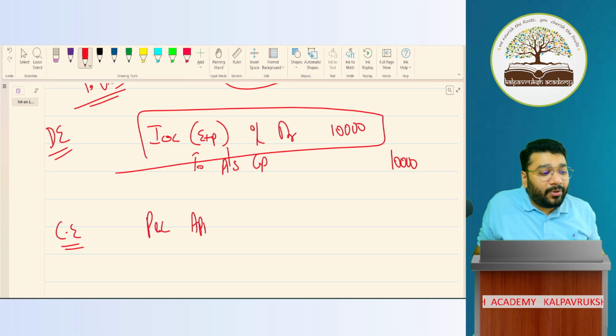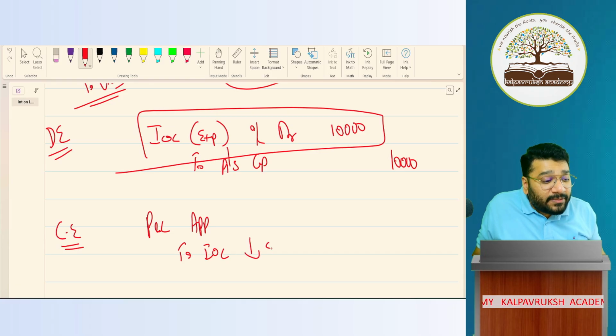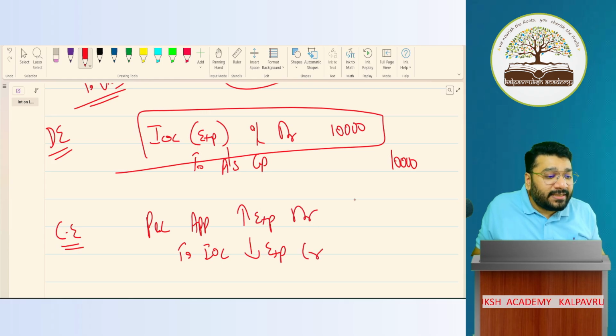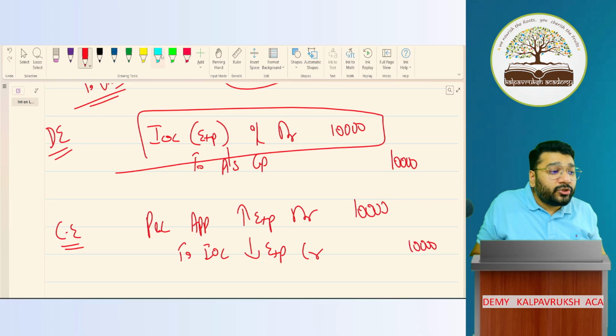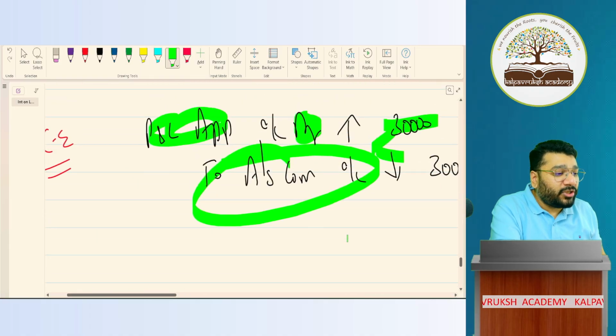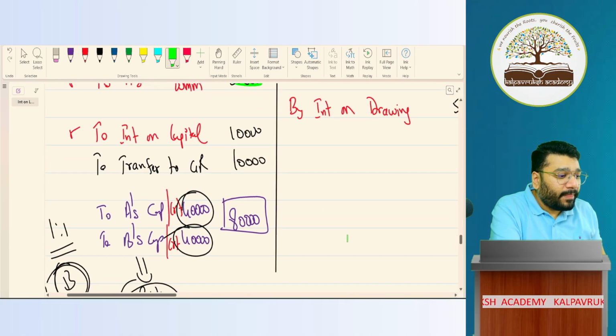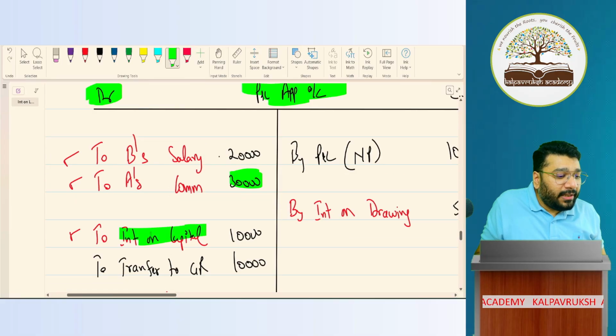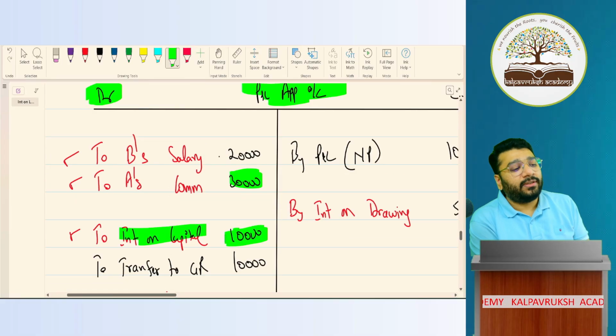Very good. P&L appropriation account debit to interest on capital. So I'm reducing the expense here and I'm increasing the expense there. To increase expense, debit; to decrease expense, credit. So what is the posting now? Record 10,000 in the debit side of appropriation. To interest on capital. Any problem?